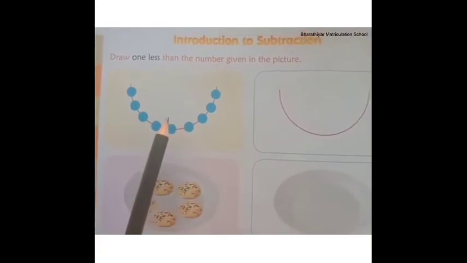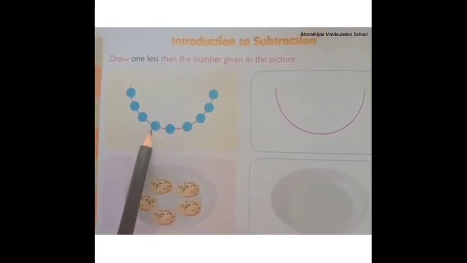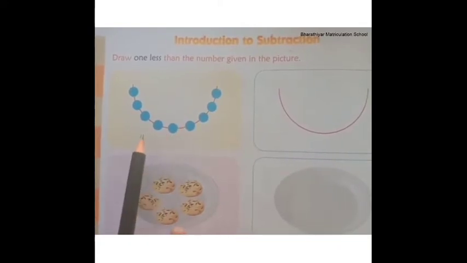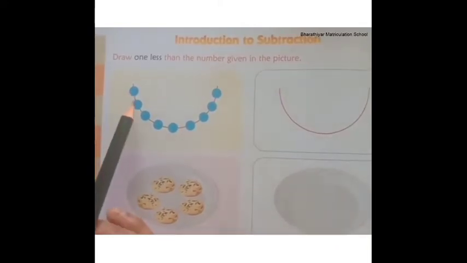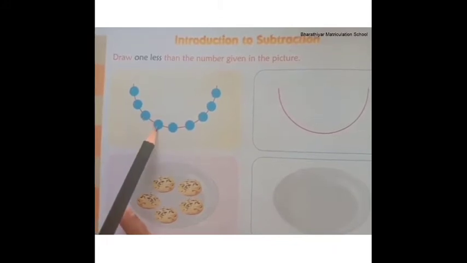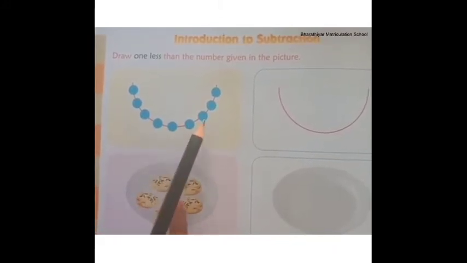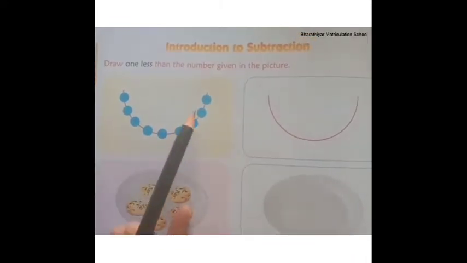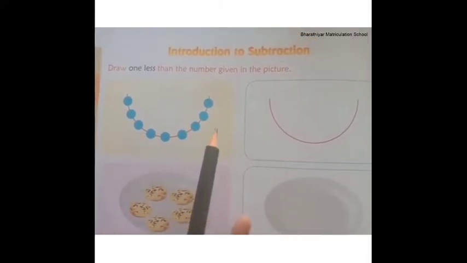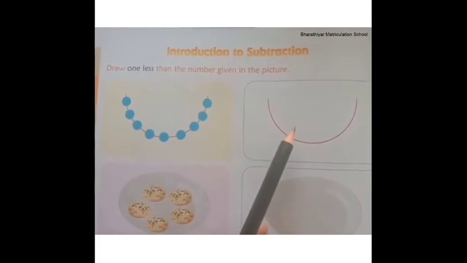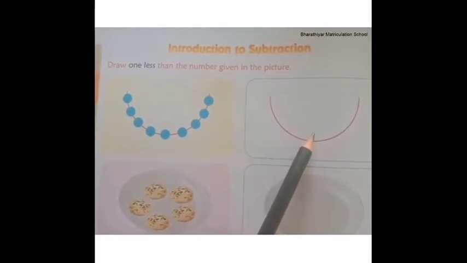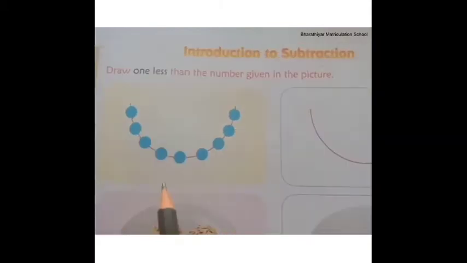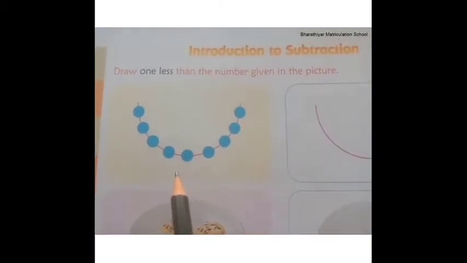Children, look at the first picture. These are beads. How many beads are there? Let us count. 1, 2, 3, 4, 5, 6, 7, 8, 9. There are 9 beads here. Children, now we have to draw one less than the given number here. What is 1 less than 9? That is 9 minus 1.